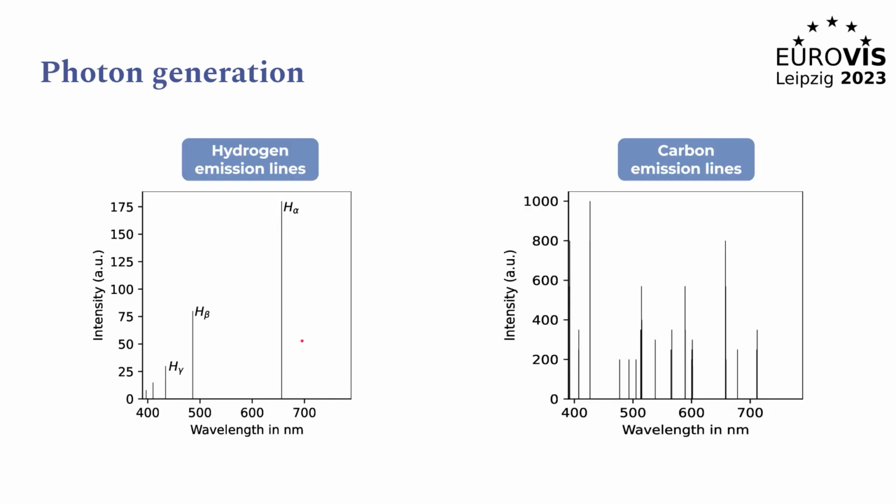The other model is photon generation by free charged particle acceleration. Different materials absorb and emit light differently due to the chemical nature of their components. In this case, the spectrum is given as emission and absorption lines. For example, this is the hydrogen emission line, while this is the carbon emission lines. Although those emission lines look like delta peaks, they never occur like this in nature due to different broadening effects like thermal broadening or pressure broadening.